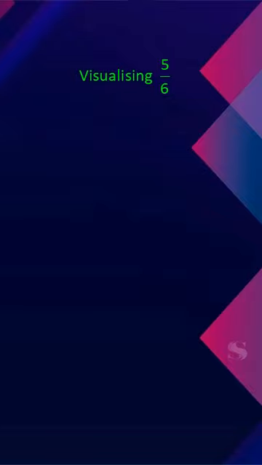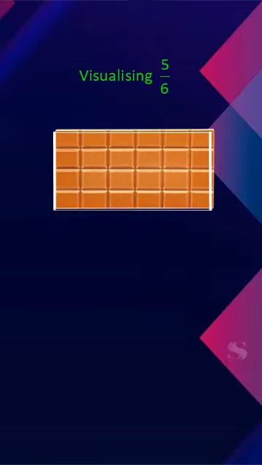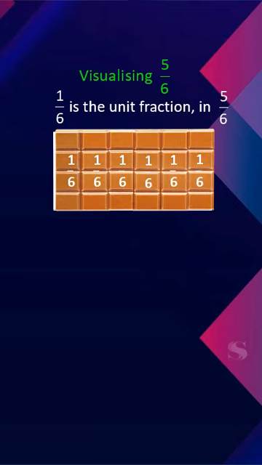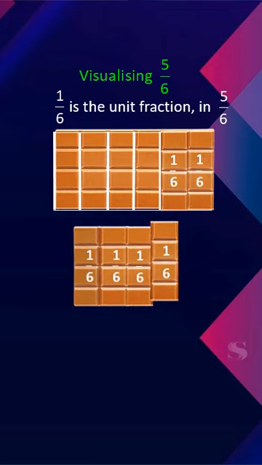Let us visualize 5 by 6 using the same chocolate bar. 1 by 6 is the unit fraction in 5 by 6. We can get 5 by 6 of the chocolate bar when we make 6 equal parts of the bar. Each part is 1/6. And we take 5 of the 1/6 parts of the chocolate.